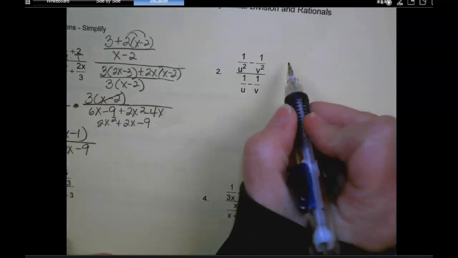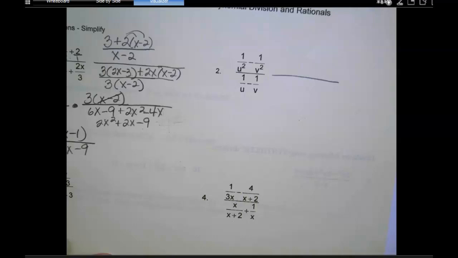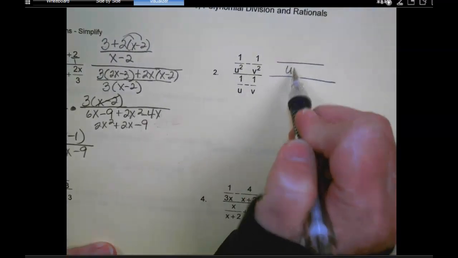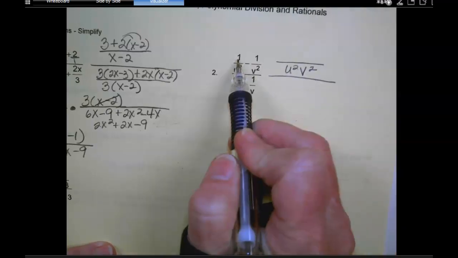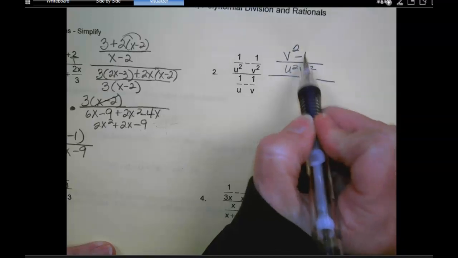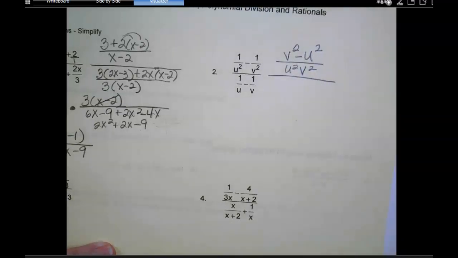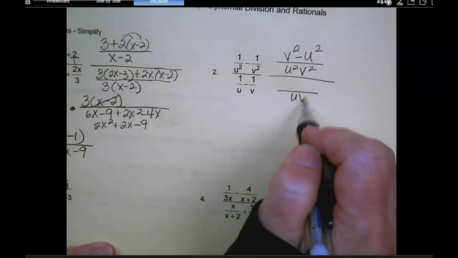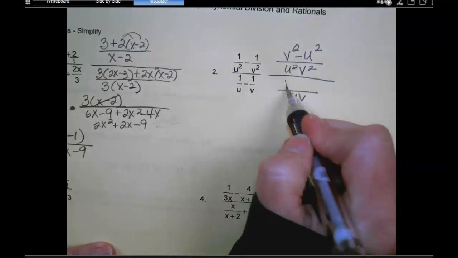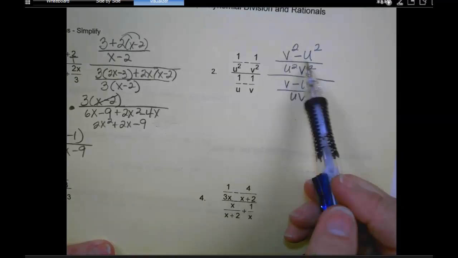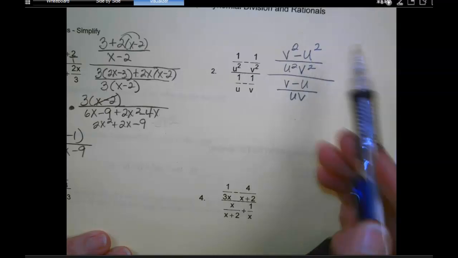Okay, on number 2, here's my division sign. So what's my common denominator on top? Okay, so what do I multiply the 1 by? And the other one, u squared. And on bottom, what's my common denominator? uv, so I'm going to get v minus u. So the only thing, v squared minus u squared, how does that factor?